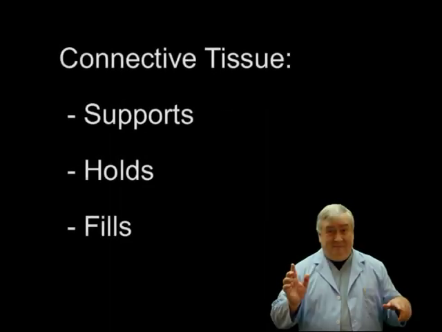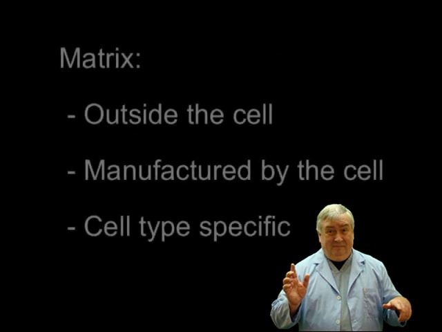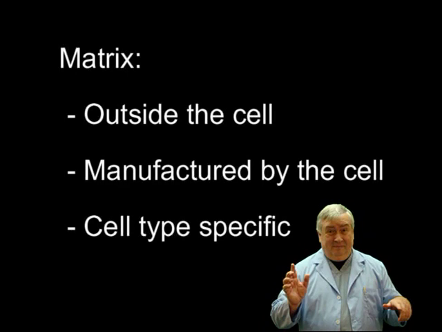Connective tissue is tissue that supports other tissues. It holds tissues together or fills spaces. Among and outside the cells of the connective tissues, there is a material called matrix. The matrix is manufactured by the connective tissue cells. Each type of connective tissue has its own particular type of matrix.